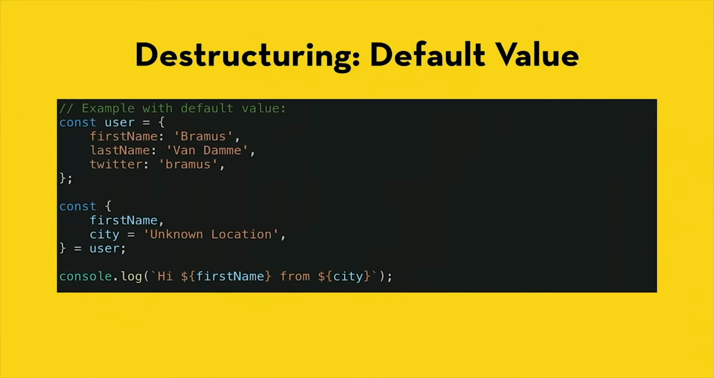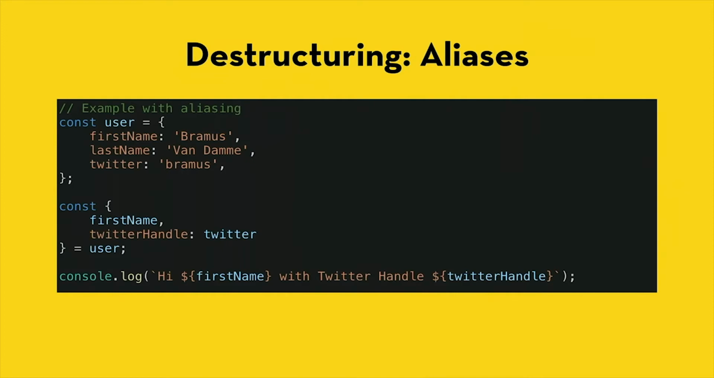Default value if you want. If there's no value, then you can provide a fallback value, and also aliasing. Like the Twitter thing right here, if you wanted to have it available as Twitter handle, you can alias it directly in your destructuring piece of code.